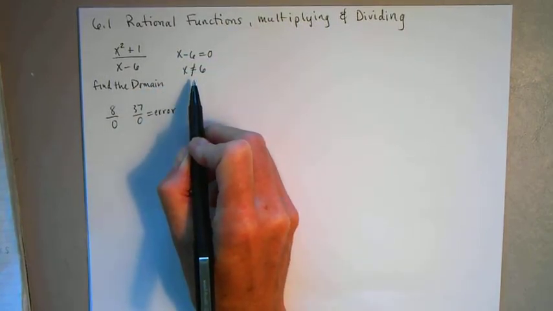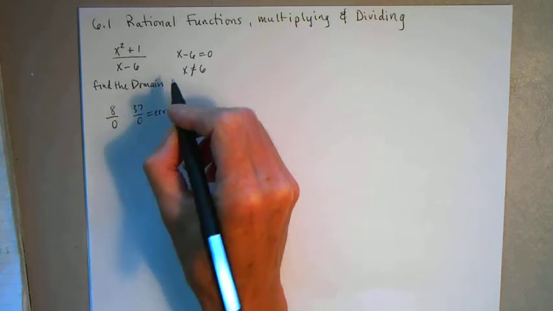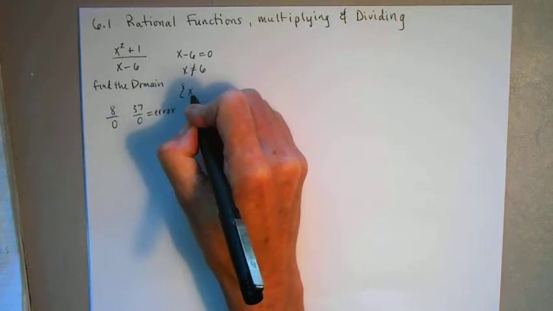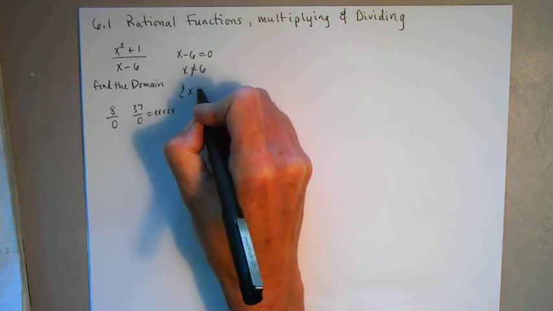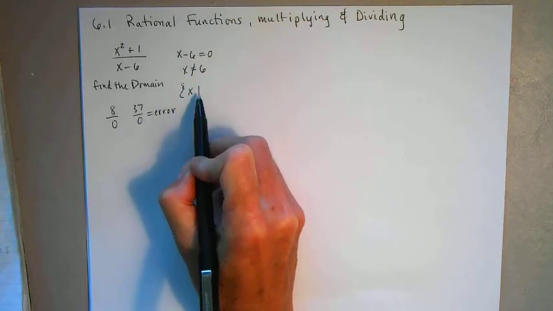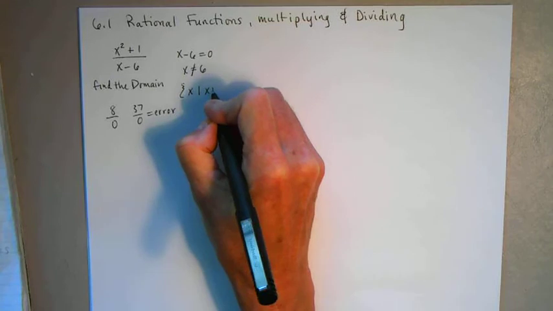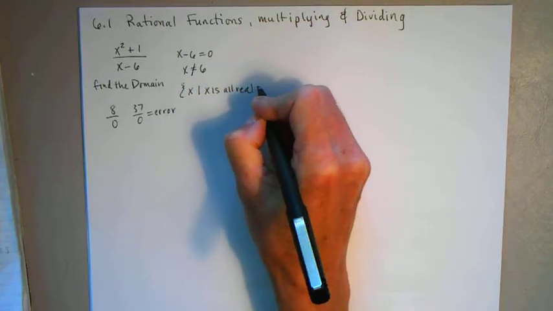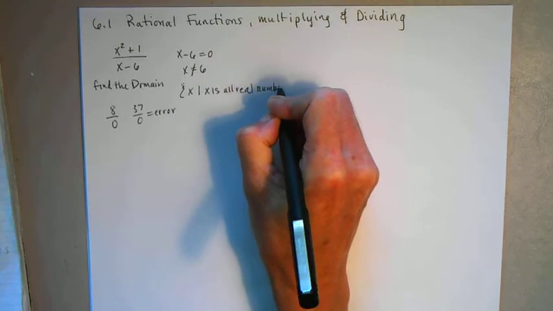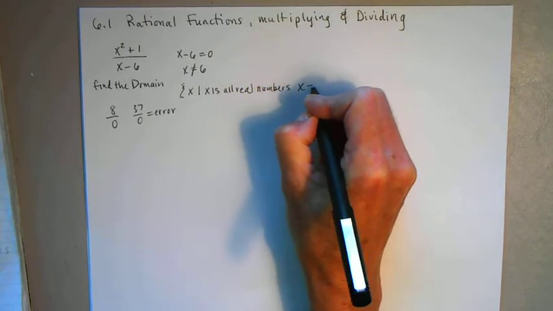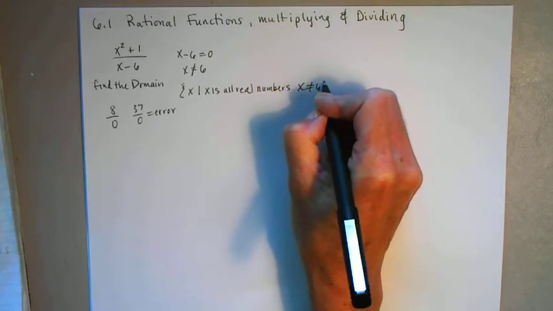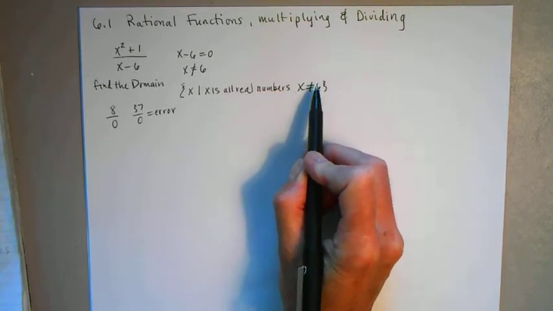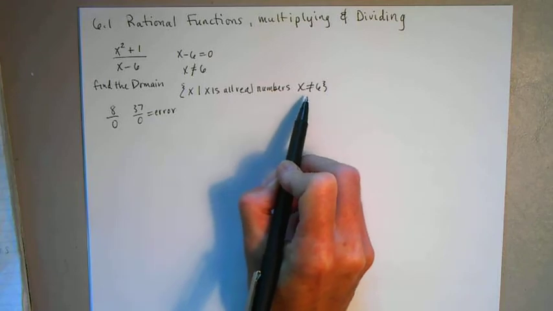The way that MyMathLab writes that is kind of funky. They'll do a squiggly bracket and say x, remember this is shorthand for "is such that." x is such that x is all real numbers except x cannot equal 6, close parenthesis. And all you're figuring out is this right here, and this will be the same every time.